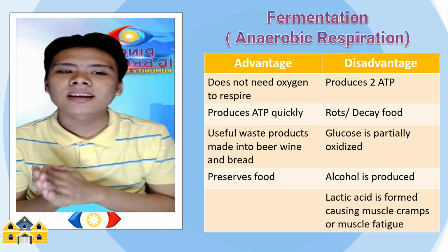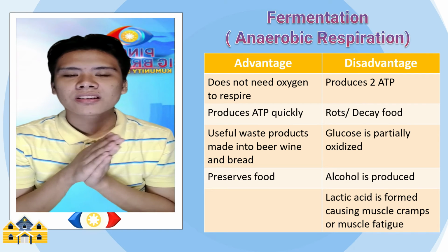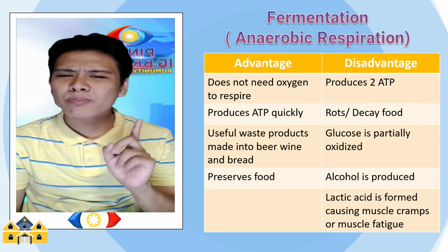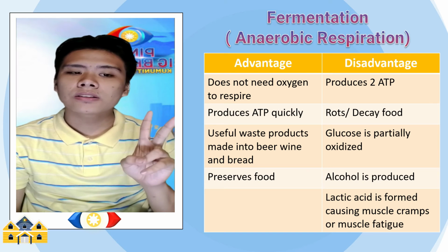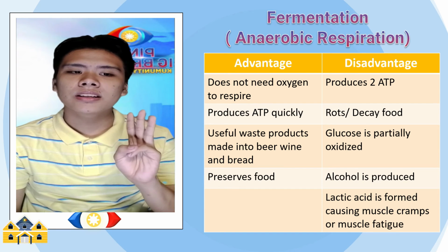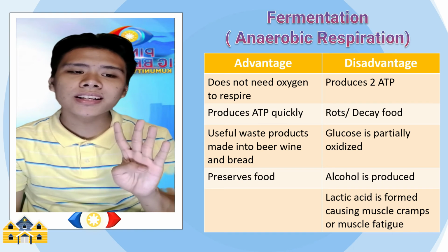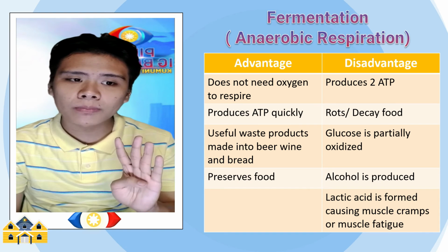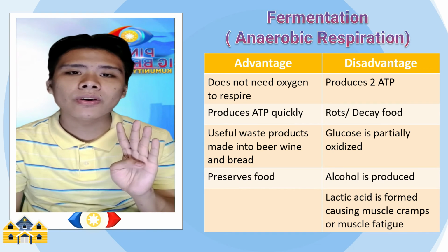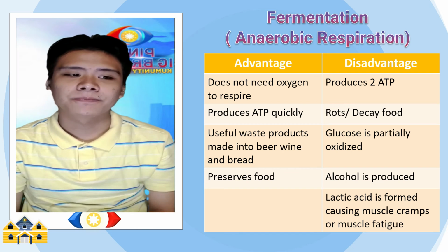Consequently, its disadvantages are it produces 2 ATP only. It rots and decays food. Third, glucose is partially oxidized. And fourth, lactic acid is formed, causing muscle cramps or muscle fatigue.